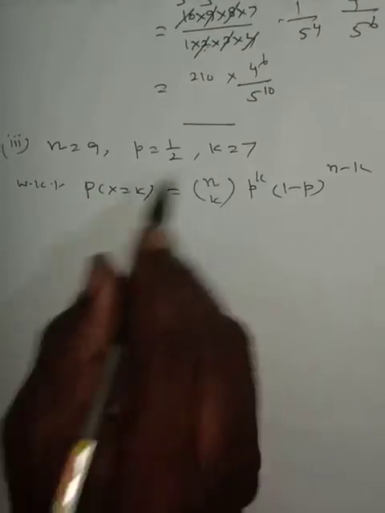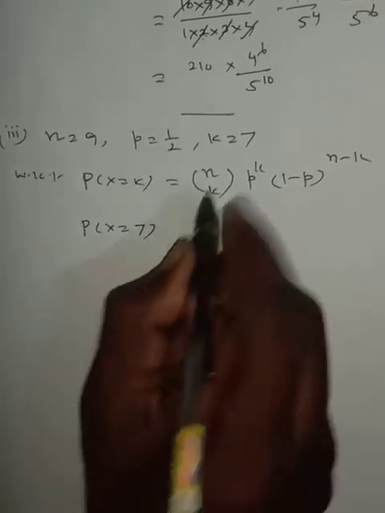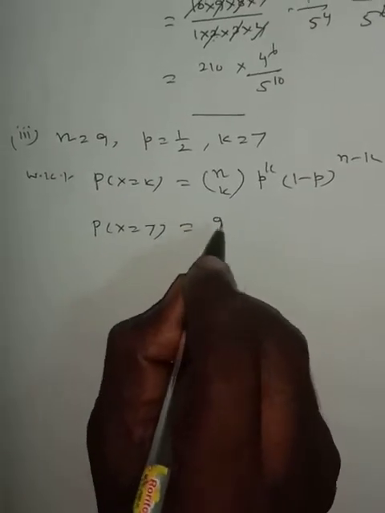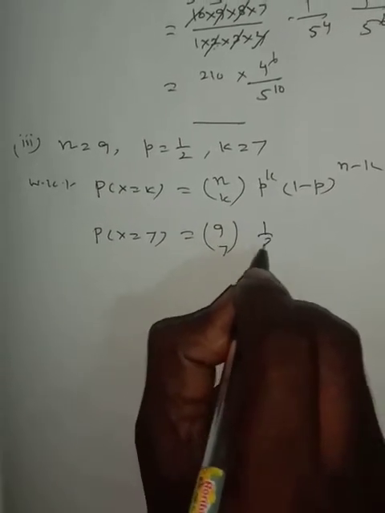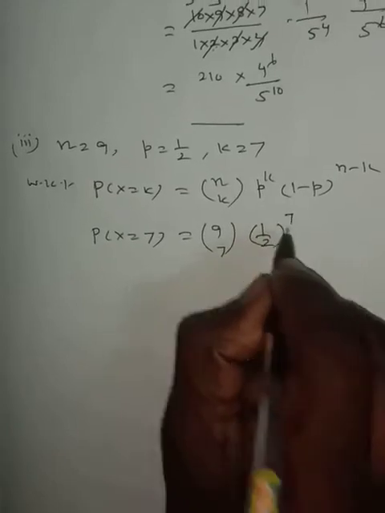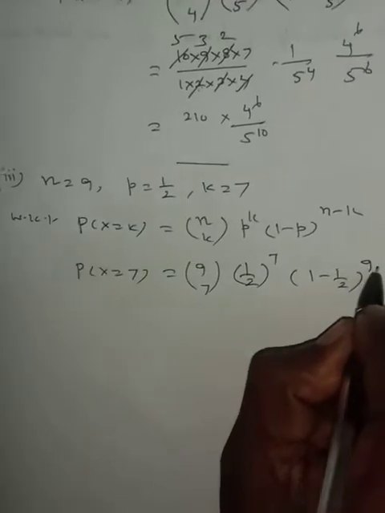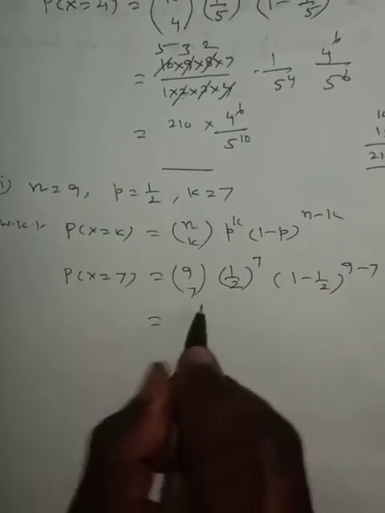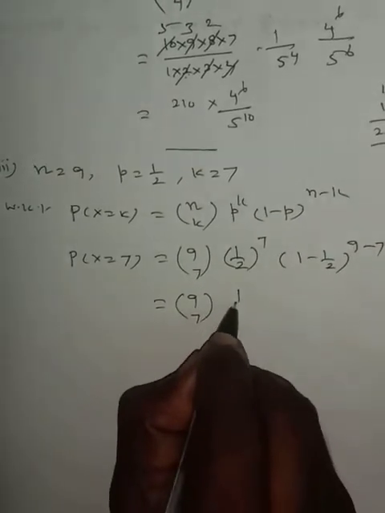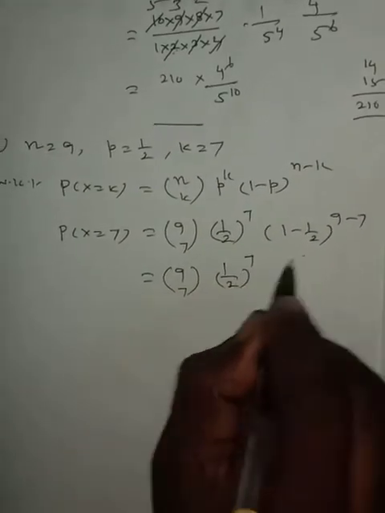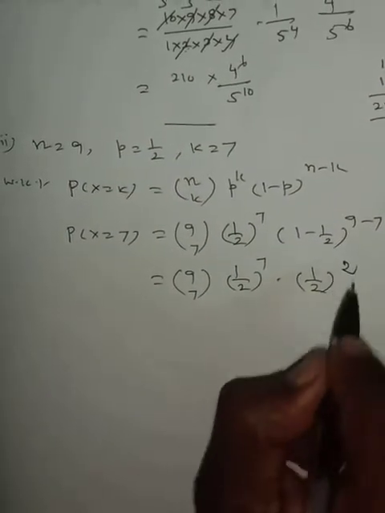In this case, K is 7. Therefore, P of x equal to 7 is 9C7, P is 1 by 2 whole to the power of 7, 1 minus 1 by 2 whole to the power of 9 minus 7, is equal to 9C7 into 1 by 2 whole to the power of 7 into 1 by 2 whole to the power of 2.